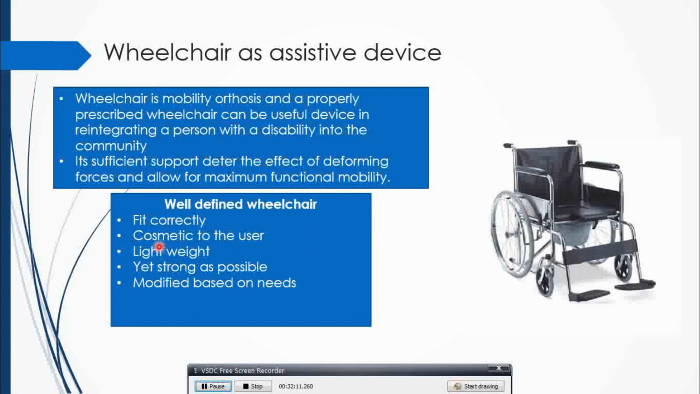well-defined wheelchair fit correctly, cosmetic to the user, lightweight yet strong as possible, modified based on needs. Maknanya dia ni memenuhi keperluan lah. Ada handle untuk orang tolak, lepas tu kalau dia sendiri bawa, ada brake dia sendiri, kat mana ada brake dia boleh lock, tak bergerak. Contoh dia di satu kawasan yang slope, tiba-tiba takkan dia tak boleh pasangkan brake, kata tak pasang brake, wheelchair ni turun ke bawah bukit, habis dia terus ke bawah tu kan.